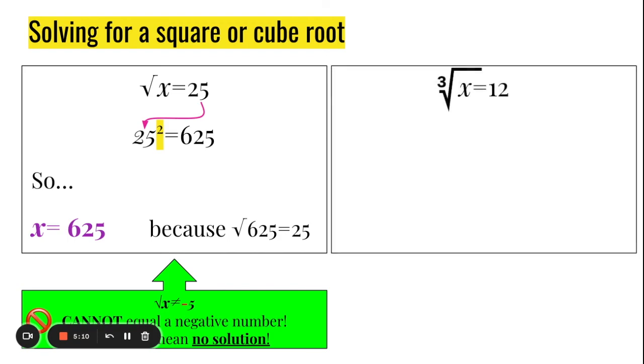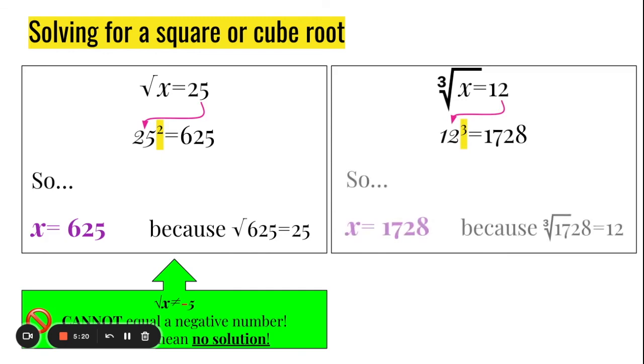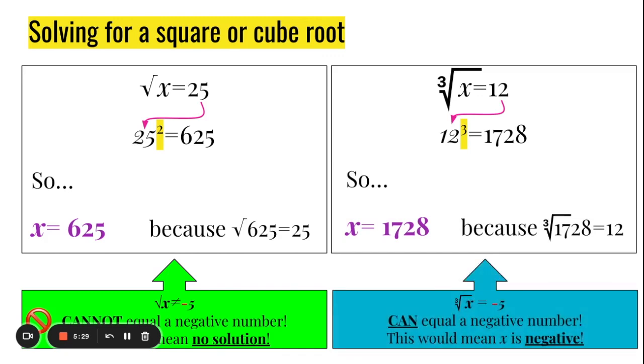And lastly, the cube root of some number equals 12. So I'm going to take my answer of 12 and I'm going to cube it, or to the power of 3, which is 1,728. Therefore, my answer x is 1,728 because that number cubed equals 12. Now in this case, it can equal a negative number. So if that were the case, then your cube root underneath would be negative.